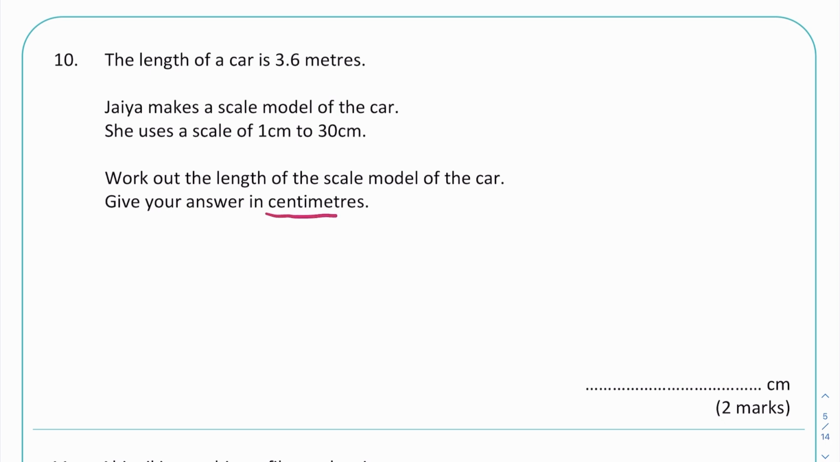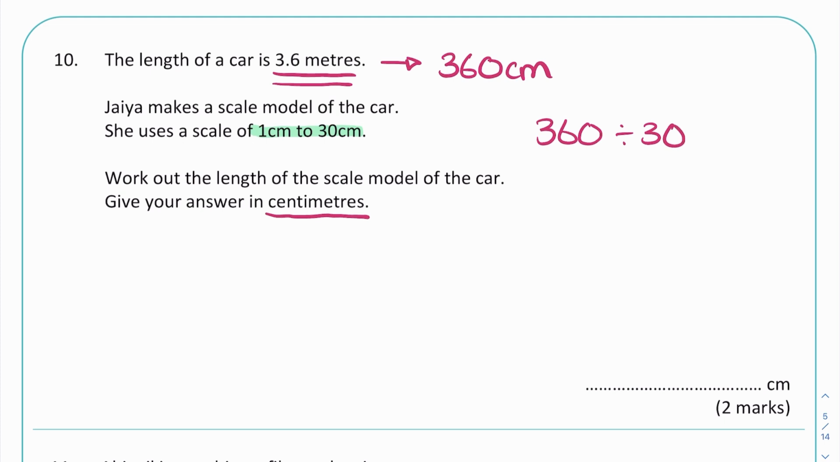Now, as it says it's going to be in centimetres, we're definitely going to want to convert this 3.6 metres into centimetres. There's 100 centimetres in every metre, so multiplying that by 100 would give you 360 centimetres. Now that it's in centimetres, we can use this conversion here. 1 centimetre is 30 centimetres. So our model is going to be 30 times smaller. So I want to do 360 divided by 30 to make sure that it does get 30 times smaller.